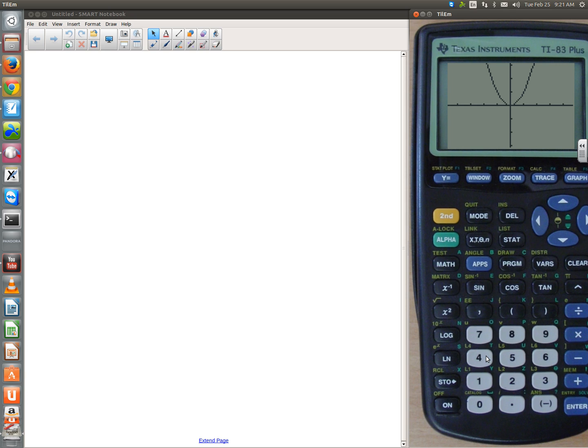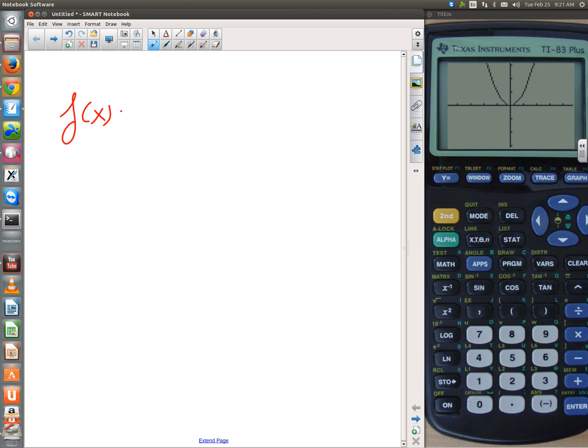The axis of symmetry is the y-axis, right? So, is it true that f of -1 is the same as f of +1? If f of x is x squared, f of -x equals f of +x. -1 squared is 1, +1 squared is 1. -2 squared is 4, +2 squared is 4. That's an even function. It has y-axis symmetry. It's also called an even function because the exponent is even.